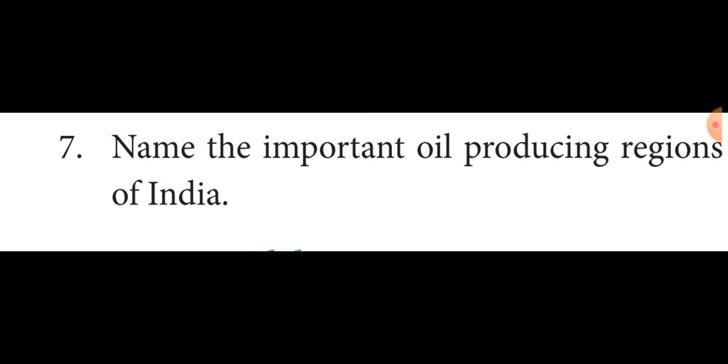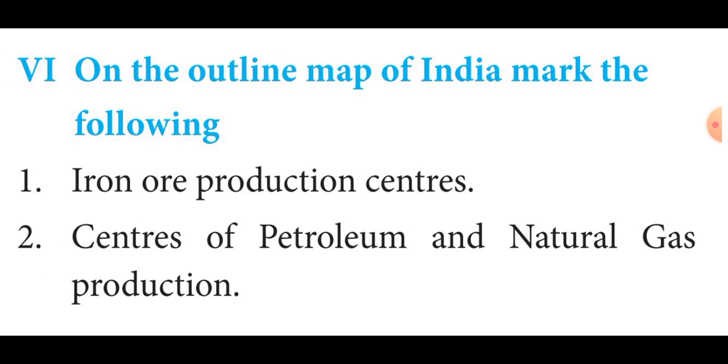Then the distinguish and give reason questions, after completing the portion I will give. Then one map question is there: the second map, centers of petroleum and natural gas production. In your book, page number 176, the non-renewable resources of India are given. One map is given there with natural gas and petroleum producing areas. Students, you have to mark this map also.